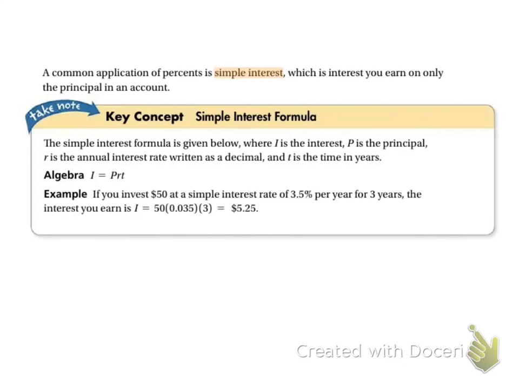Alrighty, simple interest. Here's an equation we're going to use, which I will give you on your quiz. I want to calculate the interest. P is called the principal. That's how much money I'm putting in. R is my rate, and T is time in years.